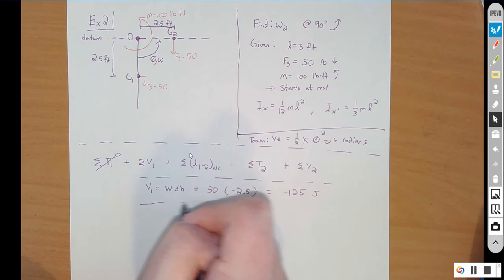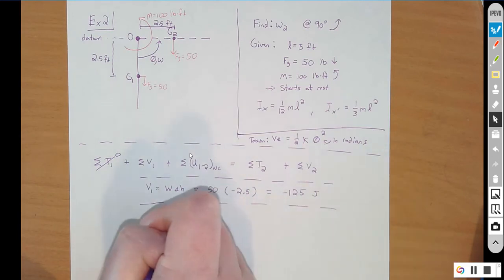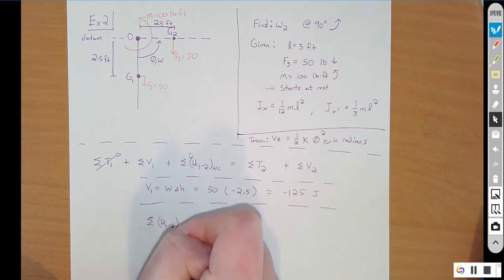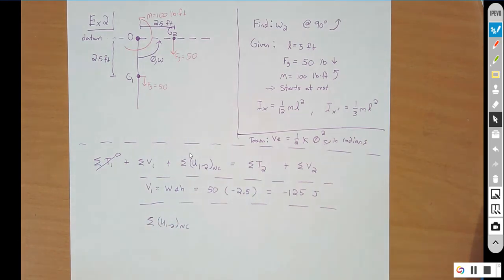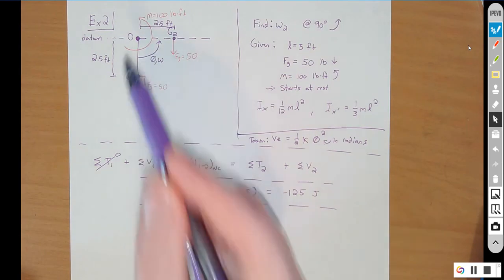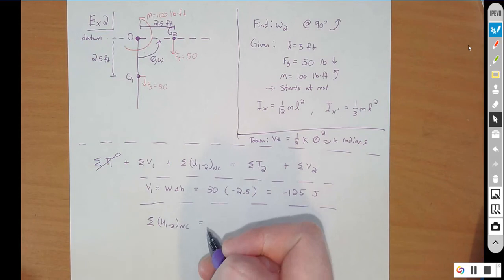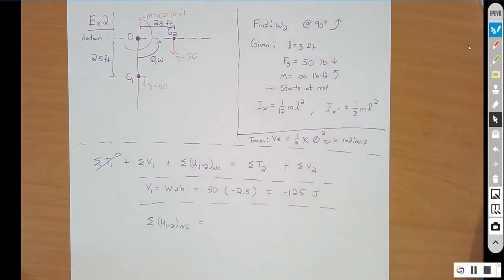The next term is the sum of the work from 1 to 2, non-conserved. A lot of times this zeroes out, but for this problem, we have this moment up here, and that is going to introduce work due to a force, or in this case, work due to a moment.